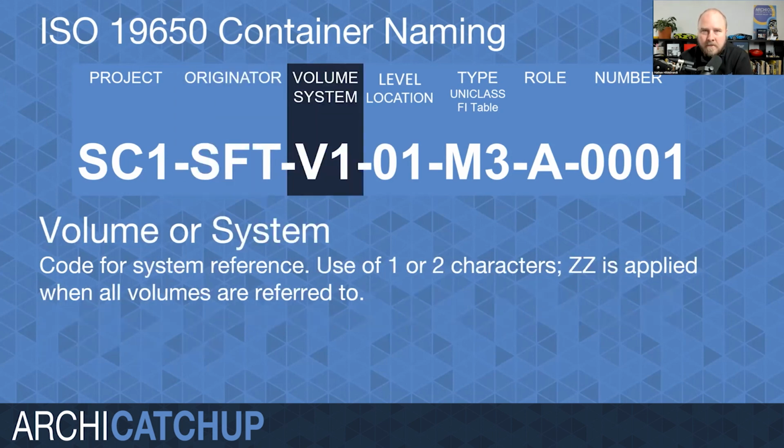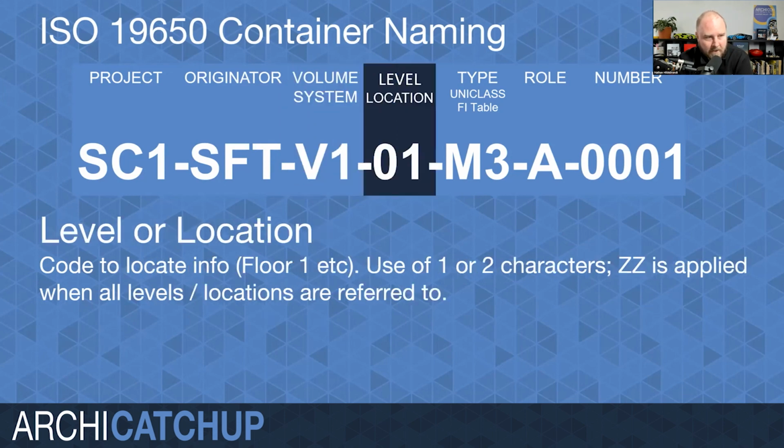Volumes. Now, volumes are set up and determined once again in the BEP. So the client will determine the volume naming strategy in terms of how they want this thing overall broken up. And a volume in some circumstances may be an individual building. So that code there can be applied. Level or location. So this is what's determined to determine the floor numbering. So once again, all of this information is kind of tied together so that your models, your PDFs, your DWGs, everything is all consistently named.